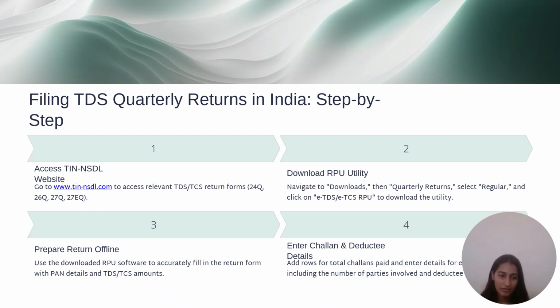In India, we follow some major steps for filing TDS returns. These are: access the NSDL website, download the RPU utility, prepare the return offline, and enter challan and deductee details.